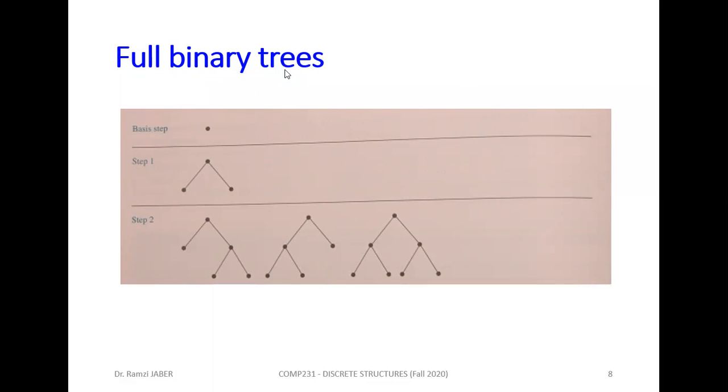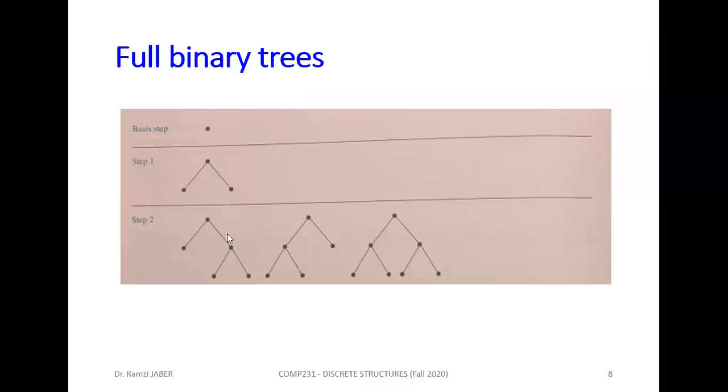So full binary tree will be base step, 1 node. Step 1, we have only one level here. Parent and children, one level here. T1, T2 connected to the same node. So it's only one case.